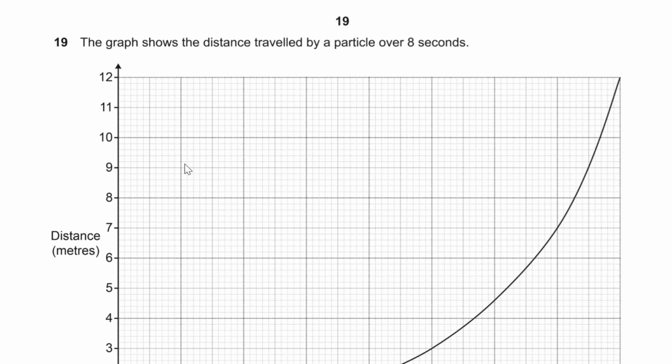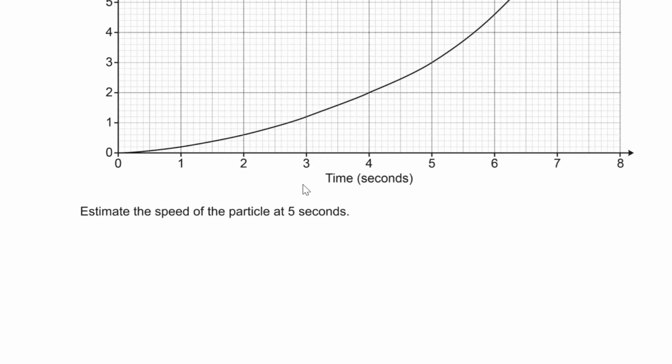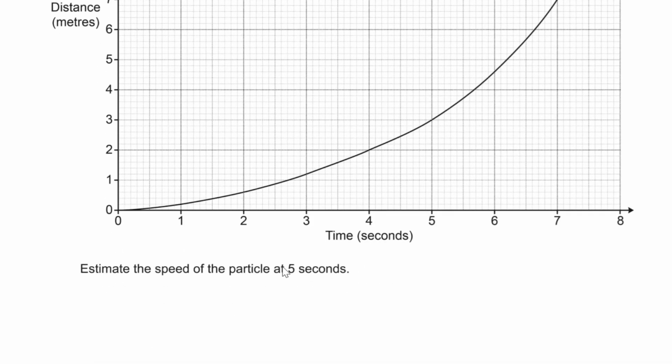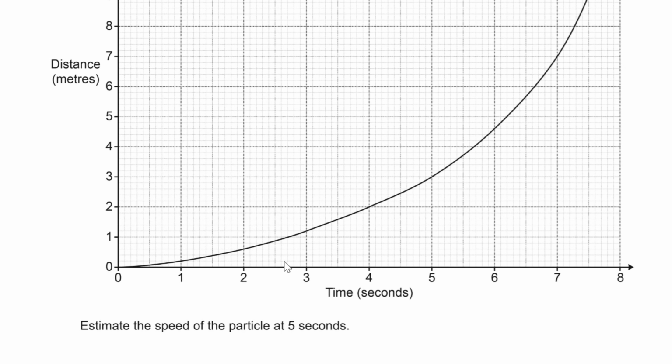Question number 19. The graph shows the distance travelled by a particle over 8 seconds, so that's what we see here, and we have to estimate the speed of the particle at 5 seconds. Well, we've got a distance time graph, so what we need to do is draw a tangent at 5 seconds. So if we draw a tangent at 5 seconds, we would have something looking like this, and what we need to do is calculate the gradient of this. Now the gradient, that's the change in y over the change in x.